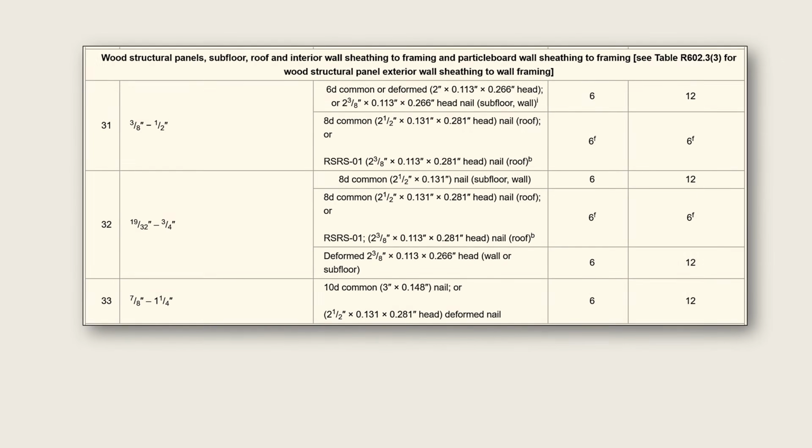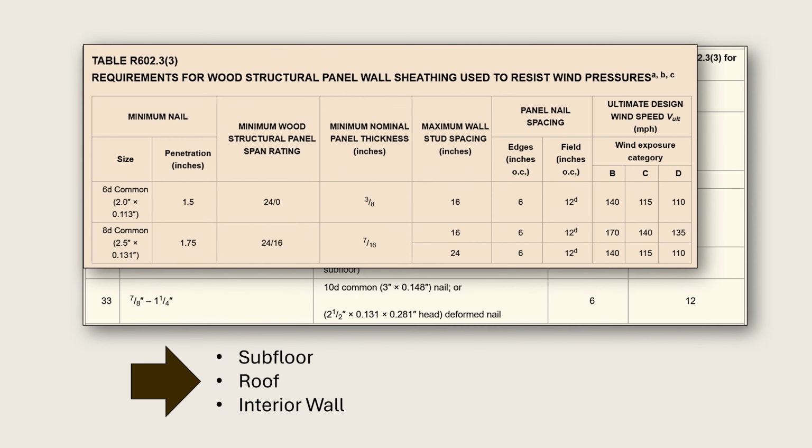The fastener requirements shown on item 31 through 33 of the fastening schedule in the IRC apply to wood structural panels such as plywood and OSB used at the subfloor, roof, and interior walls. The fastener requirements also apply to wall sheathing attachments using particle board sheathing. For wall sheathing attachments at exterior walls, the Residential Code references Table 3 in Section R602.3. This table only specifies common nails and does not provide options for sinker and box nails of the same size designation.